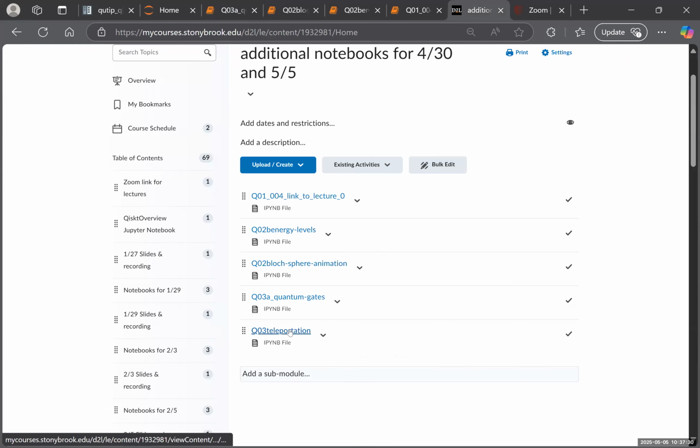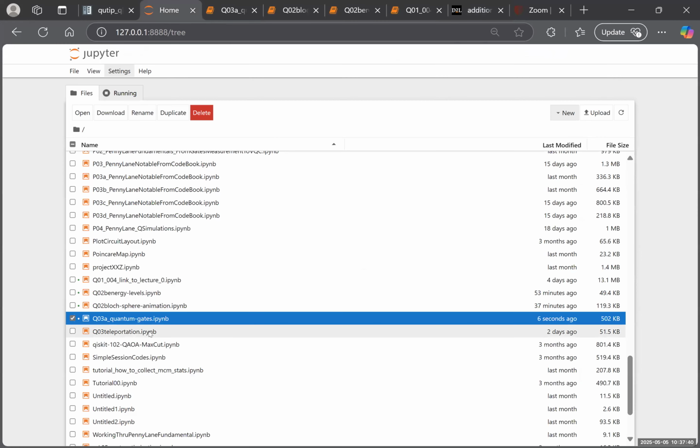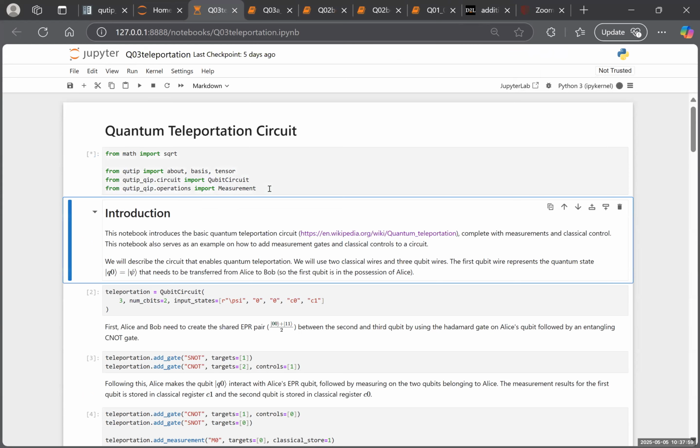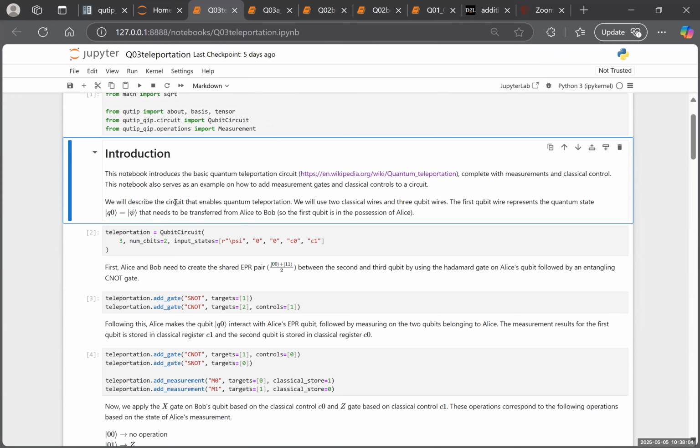Yeah, so with this gate, then you can do some exercise on teleportation. So let me open this. One on teleportation. Okay, from qutip import basis, tensor, from qutip.qip.circuit import QubitCircuit, from qutip.qip.operations import measurement. We haven't seen measurement yet. We only saw the gate.